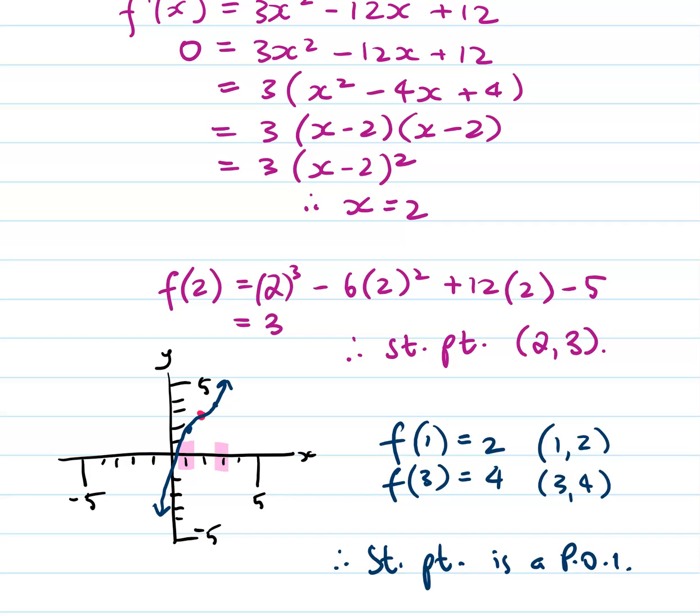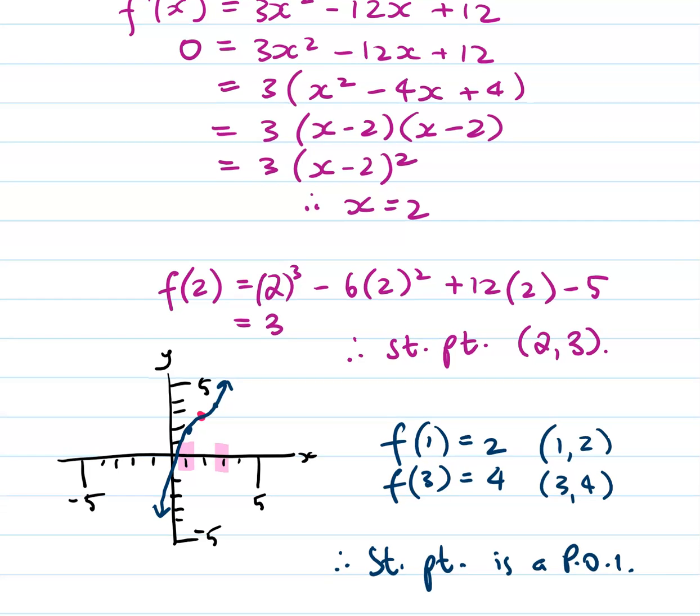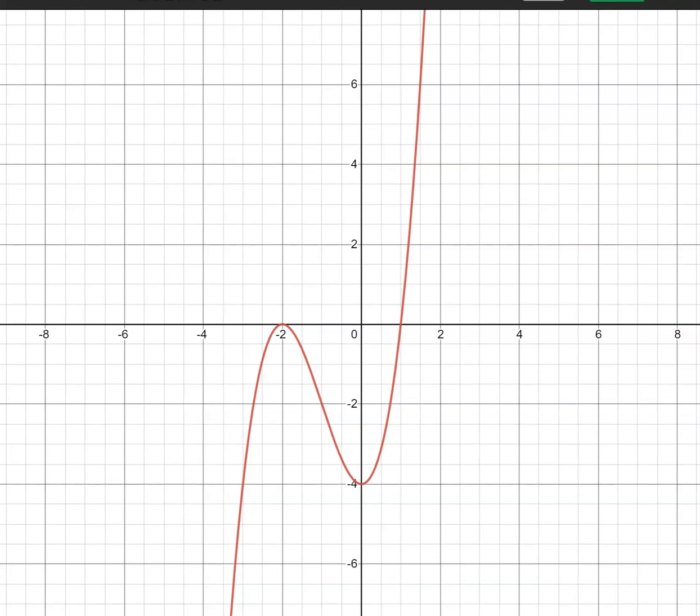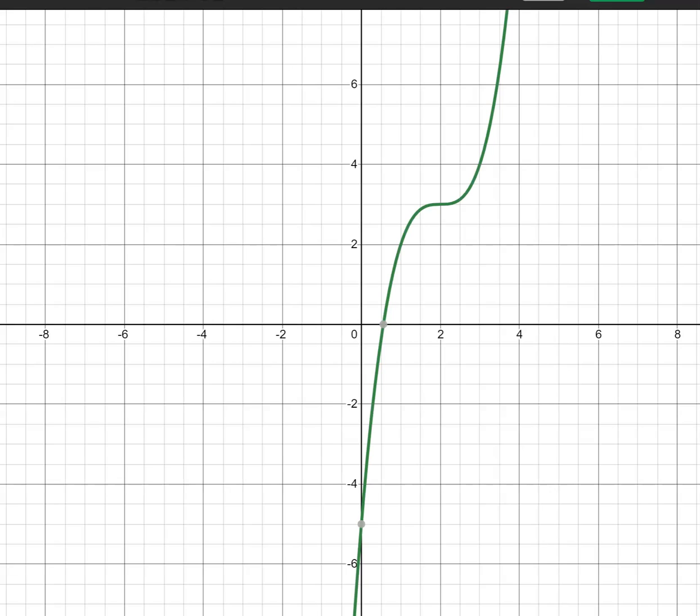And that's how you mathematically prove whether your stationary point is a turning point or a point of inflection. If we have a look in Desmos, I've got our first example, so this was x cubed plus 3x squared take 4, and indeed we have 2 turning points at negative 2, 0 and 0, negative 4, which is exactly what we expected. And our second example, x cubed take 6x squared plus 12x take 5, has a point of inflection at 2, 3, which is again exactly what we found mathematically.